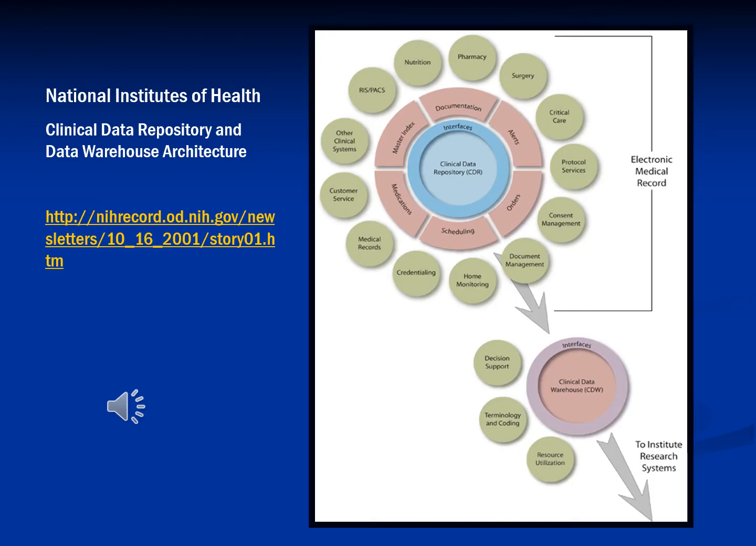So I like this particular diagram because it shows the National Institutes of Health and their data repository and data warehouse architecture. And so you can see here the clinical data repository information comes into that repository from a lot of different sources. It could come from surgery, consents, document management, home monitoring, medical records, any number of things. And these all come into this clinical data repository. This information is then put into the data warehouse, and then it can come back out of there to be used for a variety of other things, such as decision support, resource utilization.